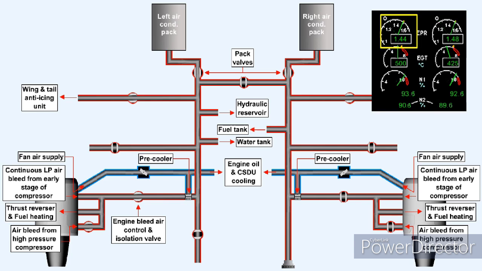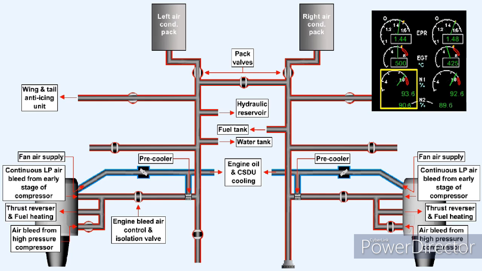When air is bled from the compressor, it reduces the air mass flow through the engine, which has a detrimental effect on the thrust of the engine. This will be indicated on either the P7 or the engine pressure ratio gauge. Reducing the mass flow through the engine also has the effect of reducing the amount of air apportioned to cooling the combustion chamber. This will have the effect of increasing the exhaust gas temperature.